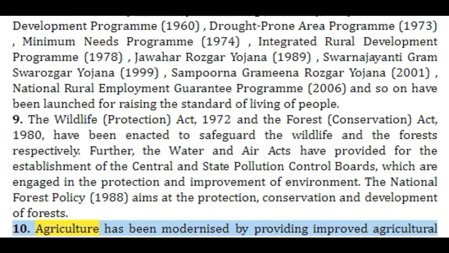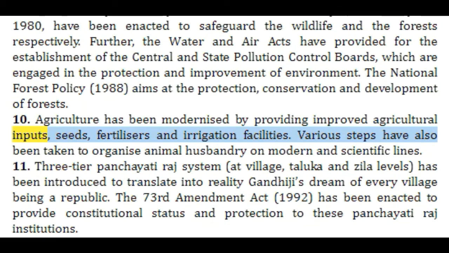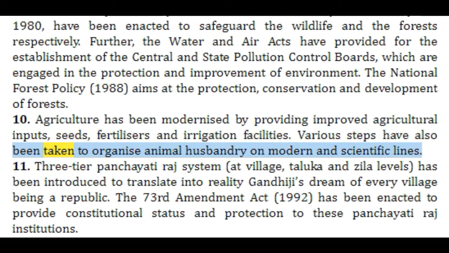10. Agriculture has been modernized by providing improved agricultural inputs, seeds, fertilizers, and irrigation facilities. Various steps have also been taken to organize animal husbandry on modern and scientific lines.